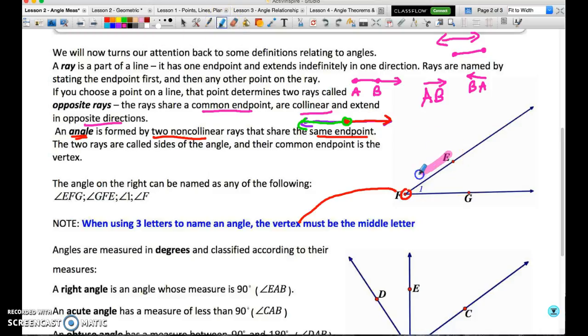So F is the vertex of our angle, and this angle can be named EFG. So we could go from E to F to G. We can go from G to F to E as long as F is the vertex. We could also call this angle 1, and finally we could also call this angle F. The exception to calling it angle F is, of course, if we had another angle here, and this was FR, then to call it angle F would cause confusion about which of these angles we were talking about, so be careful about calling things angle F, particularly if there are multiple angles that share the same vertex.